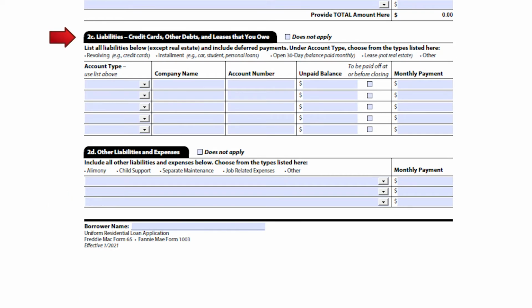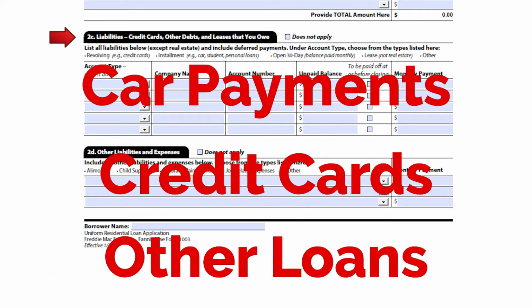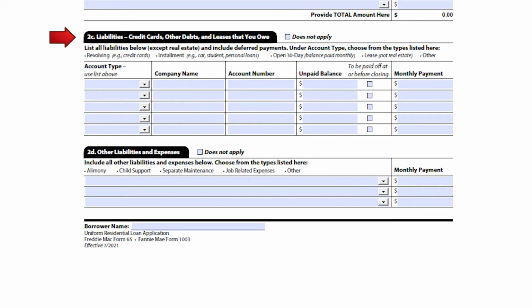Subsection 2C, Liabilities. This is the section where you will list out all the borrower's current monthly debts, car payments, credit cards, other loans, etc. This section will help you determine if the borrower has the ability to repay the loan.